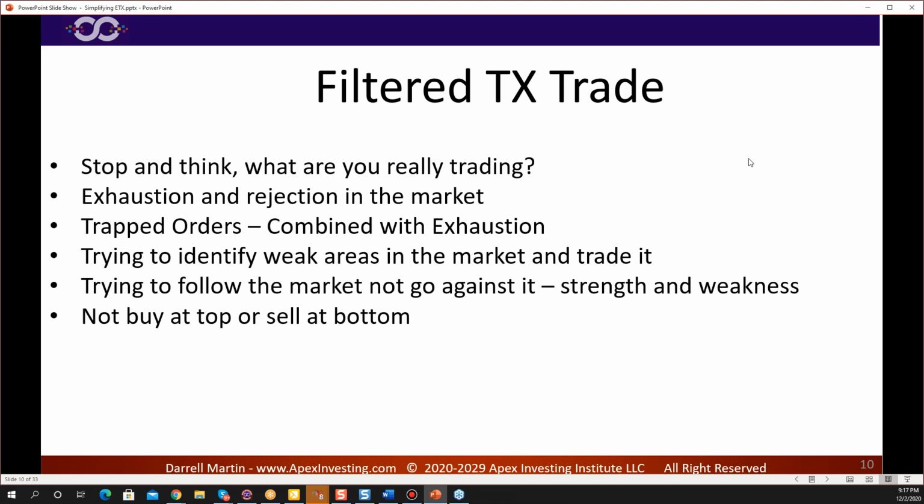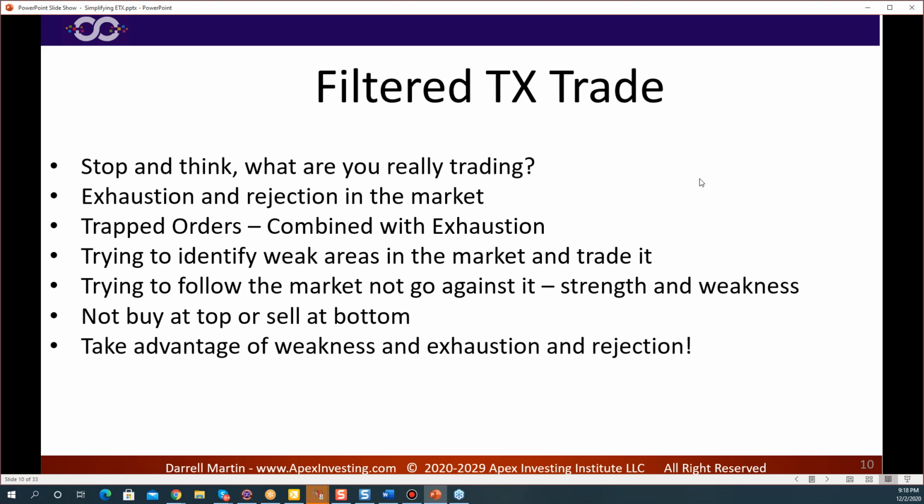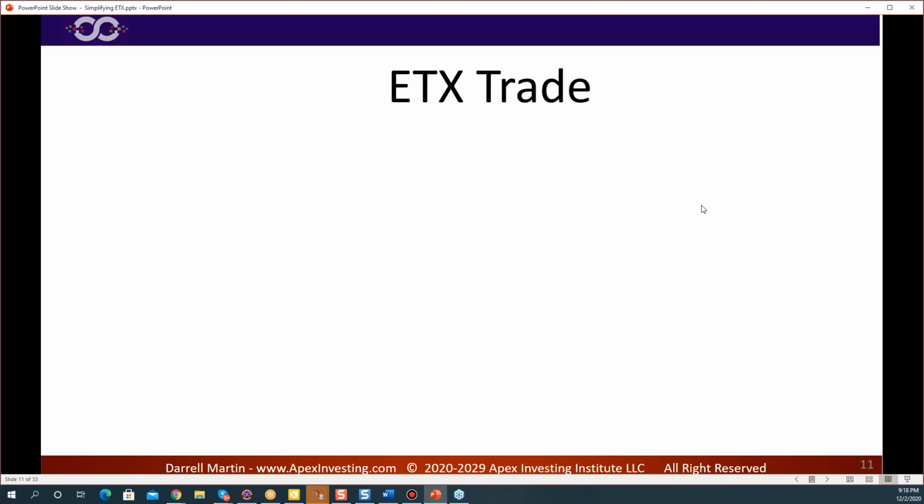We don't want to trade the weakness, right? We don't want to buy at the top and then it reverses. We don't want to sell at the bottom and then it reverses. We want to seek out that weakness and exhaustion and rejection, and we want to take advantage of it and follow the market instead of fight it. So that's the basics of it. William, exactly. We're buying the retail traders, the trap traders, we're buying their stops. Exactly. Yep. So that's the basic filtered TX trade that you should all know.